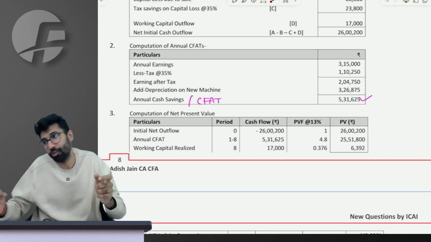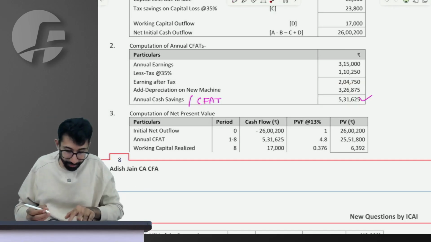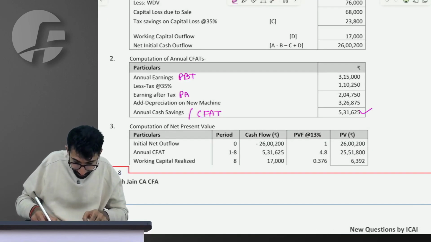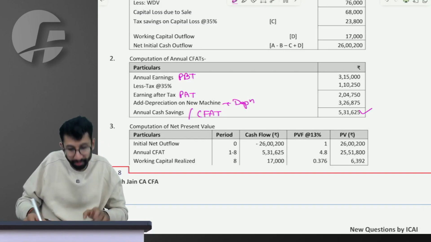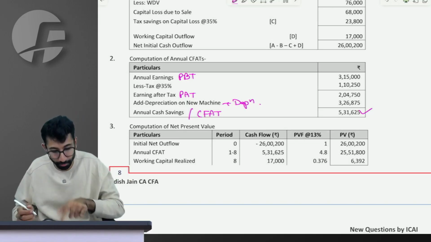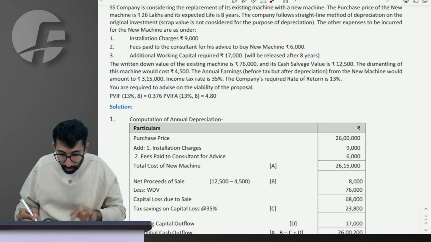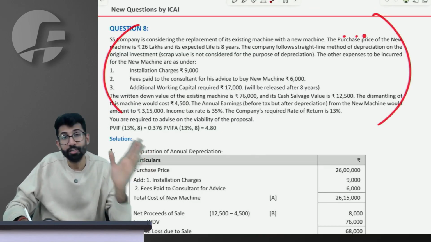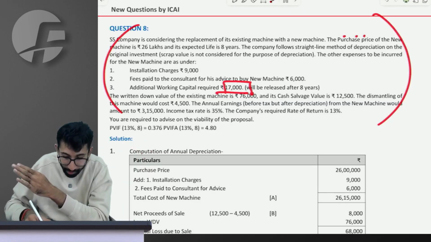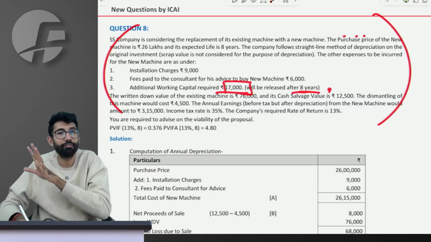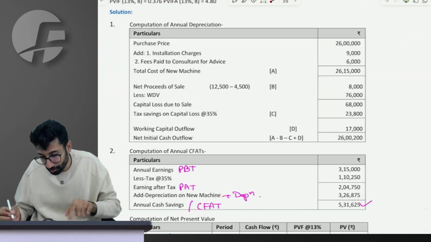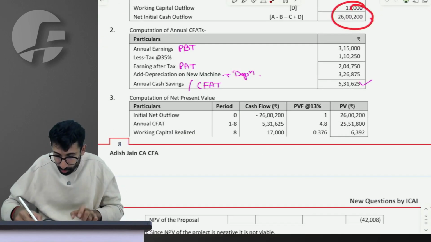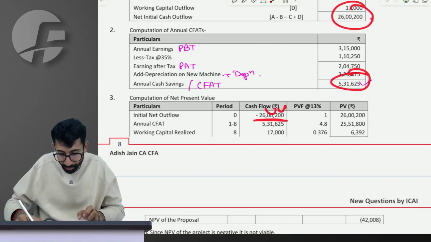Because in replacement we talk about incremental. Done, sir? Great. Sir, I hope this is clear. This is your PBT minus tax is PAT plus depreciation is CFAT. The way we learn it in the class is this terminology. Fine. Next, terminal. Here there is no working capital that they have talked about in the existing case. But in the new case, working capital of 17 was invested, which gets released at the end of 8th year. So incremental release is 17 only. Overall incremental NPV. Initial cost 26,002,000. Every year incremental inflow.